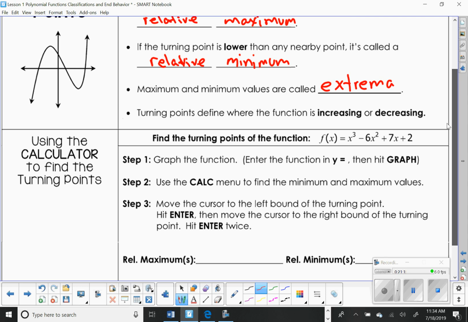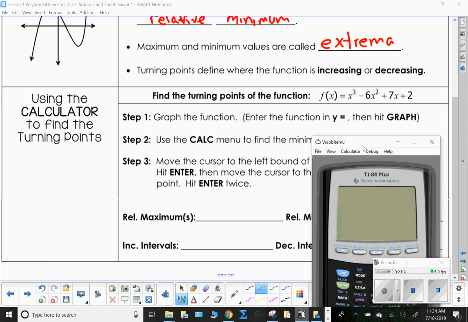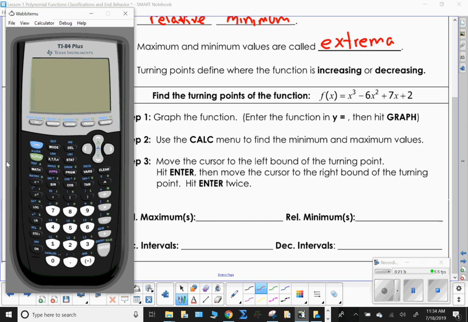Now, using the calculator to find your turning points, we have this crazy thing here: x cubed minus 6x squared plus 7x plus 2. So let's bring up our calculator, and we're going to put them right over here. We're going to go to y equals, and we're going to put this function in. So we're going to put in x.